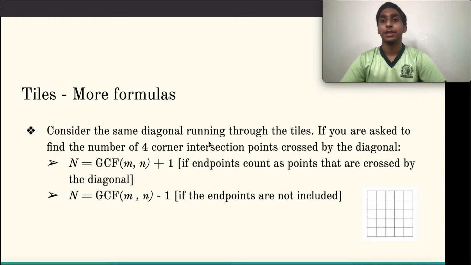So tiles, more formulas. I guess that was pretty obvious, but I just stated the obvious. Consider the same diagonal running through the tiles.